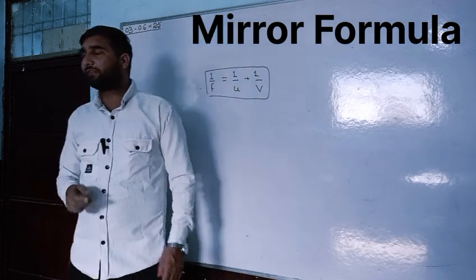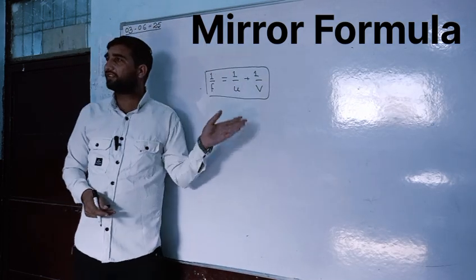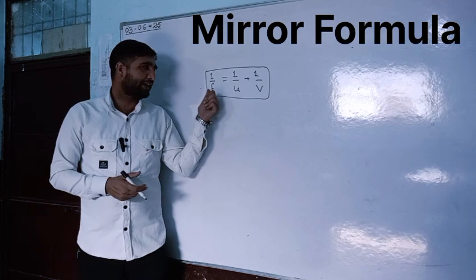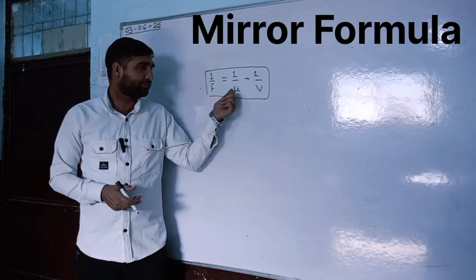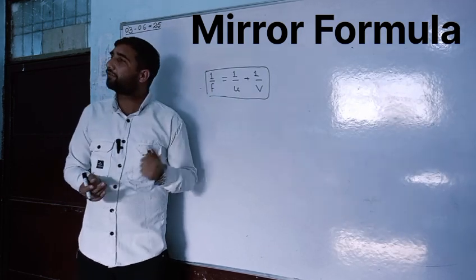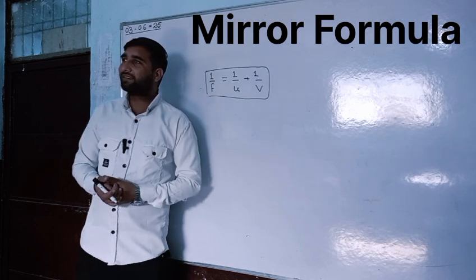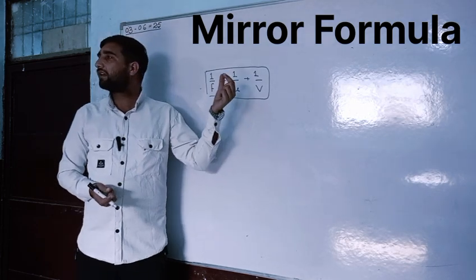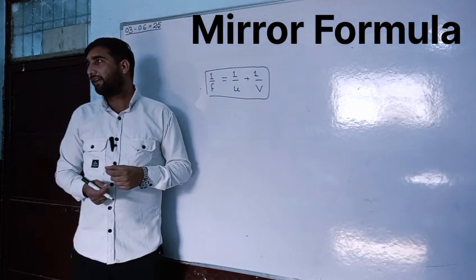You will be thinking about where we will use the sign conventions in this formula. This f can be negative or positive, u can be negative or positive, and v can be negative or positive. And this is decided according to the sign convention.